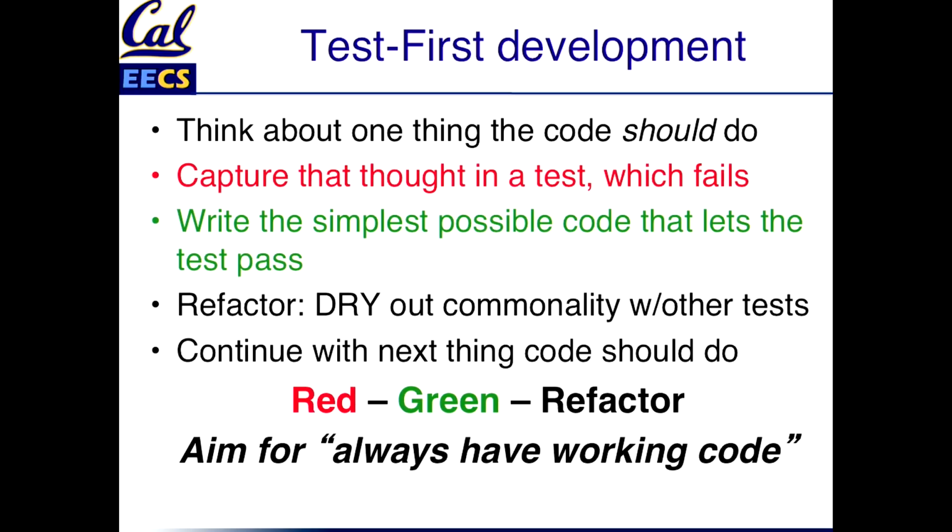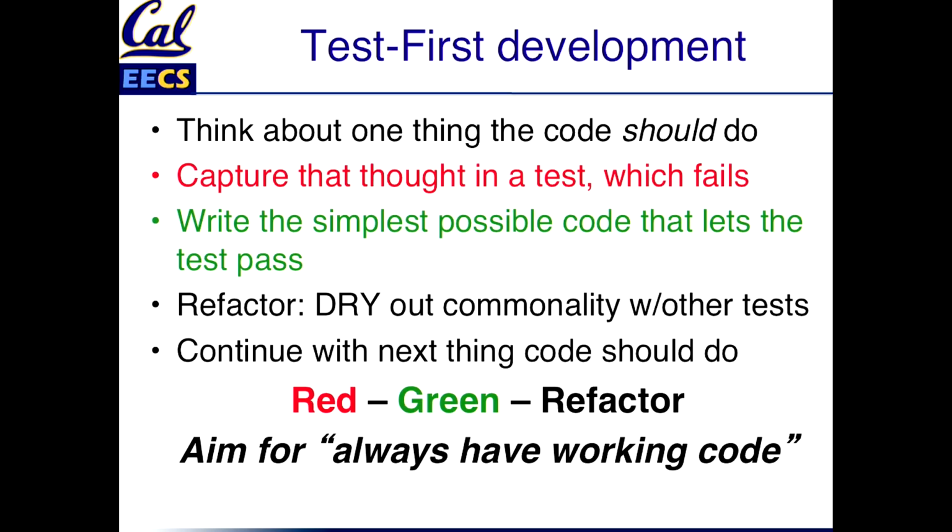So here's the basic approach. We're going to think about one thing the code should do. In fact, in the last little segment there, we just came up with 3 things the code should do. We're going to capture that thought in a test, which fails because we have no code. And then we're going to write the simplest thing we can think of in the code that makes that test pass. And before continuing on to the next behavior, we'll see whether there's any opportunity to clean up or refactor or beautify the code that we already wrote.